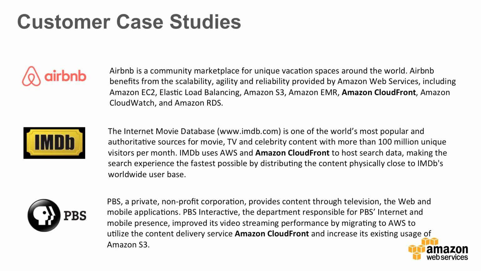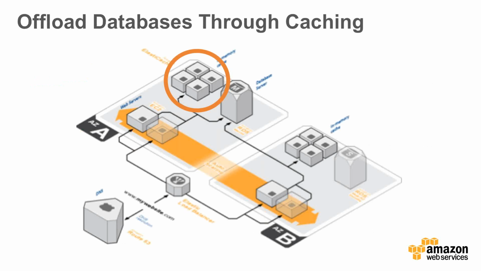So Amazon ElastiCache is a web service that makes it easy to deploy, operate, and scale an in-memory cache in the cloud. The service improves the performance of web applications by allowing you to retrieve information from fast managed in-memory caches instead of relying entirely on slower disk-based databases. As I mentioned earlier, ElastiCache supports 2 open source in-memory caching engines, Memcached and Redis.